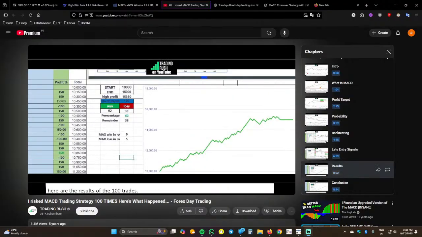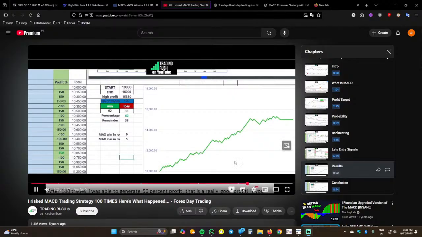Here are the results of the 100 trades. As you can see, the win rate of this strategy is approximately 62%. In this backtest, I had 62 winners and 38 losers. I was able to win 9 trades in a row and lost 5 trades in a row. After 100 trades, I was able to generate 50% profit.